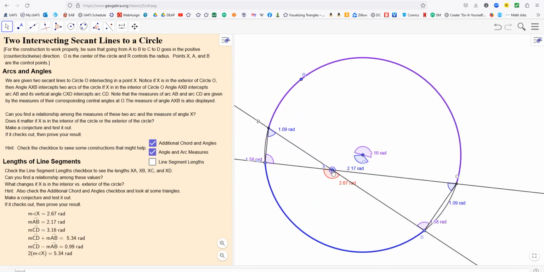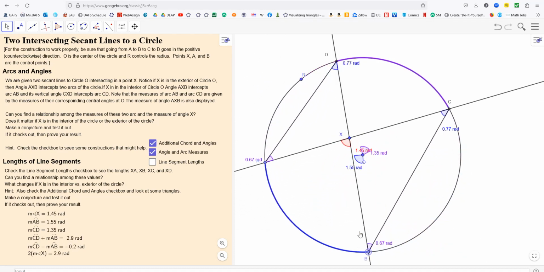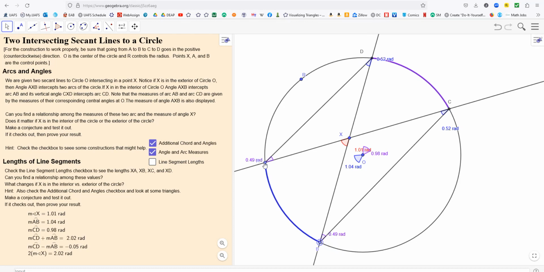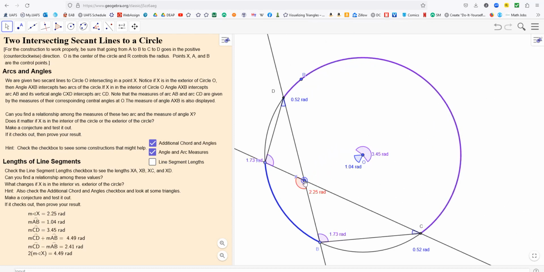To make the picture work well, you need to have these things in the order A, B, C, D going around the circle in the positive direction, counterclockwise. Okay, if you notice, every time those two match up. So that looks like we have that. Now, can we prove it?